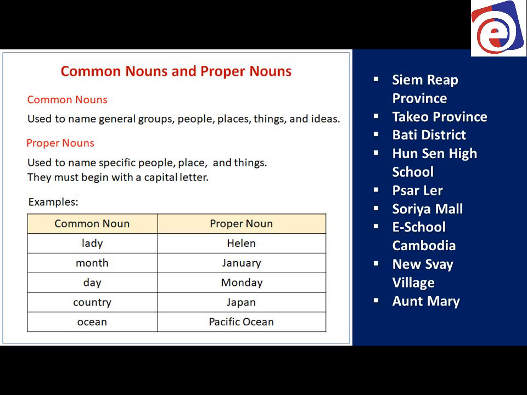The name of your village. I live in New Svai Village. And so N, S, V. All three words are part of the name. And so they must all be capitalized, the first letter.